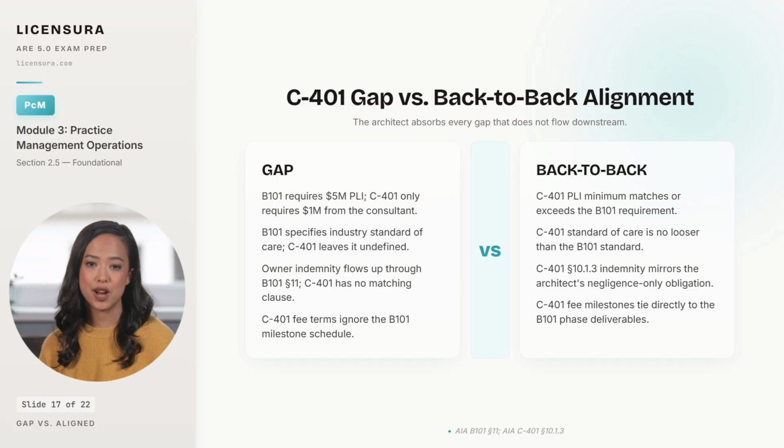The C401 fee terms ignore the B101 milestone schedule. The consultant gets paid on a different cadence than the architect collects, and cash flow becomes the architect's problem. On the right, every row aligns. The insurance minimum matches or exceeds the upstream requirement. The standard of care is no looser than upstream. Section 10.1.3 indemnity mirrors the architect's negligence-only obligation, and consultant fee milestones tie directly to B101 phase deliverables.